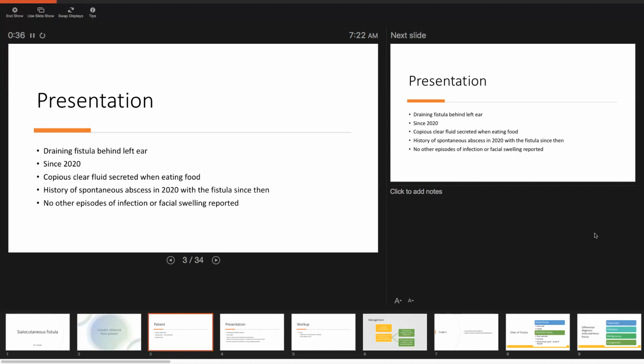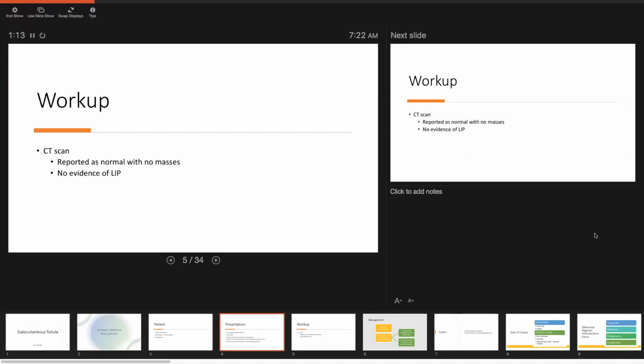So presentation to us, she was referred with a draining fistula behind her left ear since 2020, with a history of copious clear fluid secreted while eating. And preceding this, she had a history of a spontaneous abscess that ruptured in 2020. And since then, she had this fistula opening. After that, she hasn't had any other infective episodes or facial swelling reported. Just the salivary discharge from the fistula.